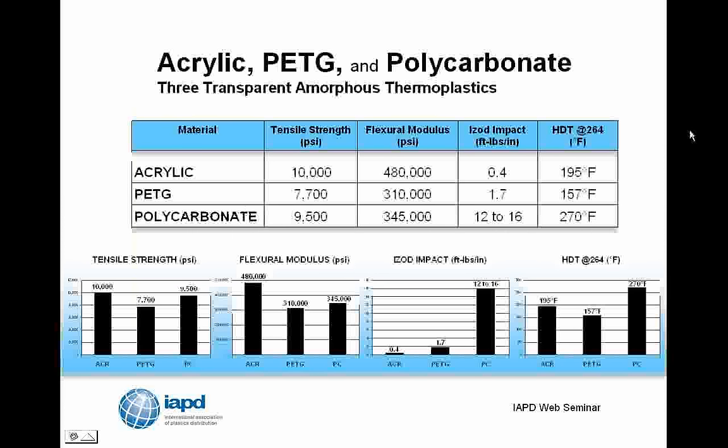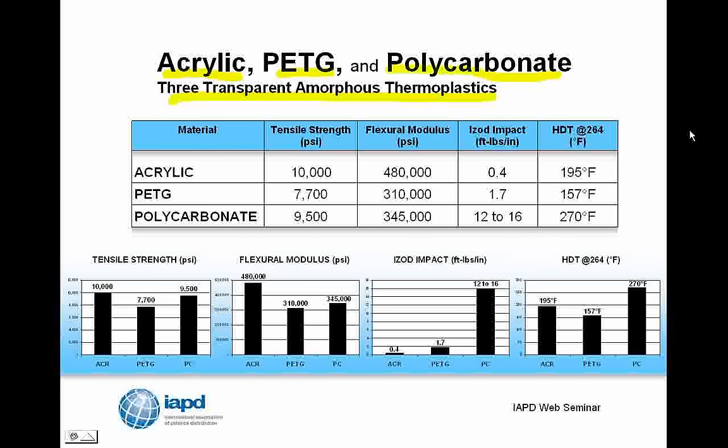What we've got here are several different property comparisons. And for our first example, we picked 3 transparent amorphous thermoplastics. So these are all from the same family. We've got acrylic, PETG, and polycarbonate. And when you're presented with these 3 materials, what can we say about them? Well, they're all amorphous plastics, so they're going to have many of the characteristics of an amorphous plastic, such as transparency and good thermal formability.